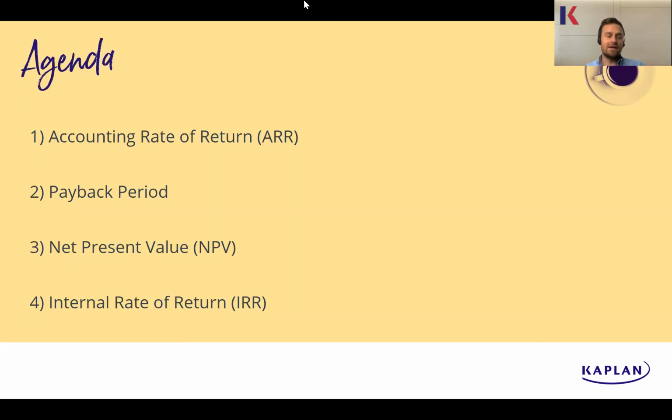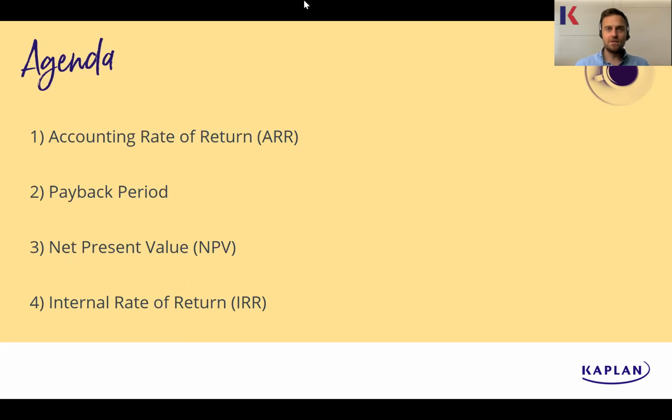So we've got these four techniques we're going to look at today. The first one is called the accounting rate of return, otherwise known as the ARR. We're then going to move on to the payback period. We're thirdly going to look at NPVs, the net present value. And finally, we'll look at the internal rate of return, commonly known as the IRR. So these are the four techniques.